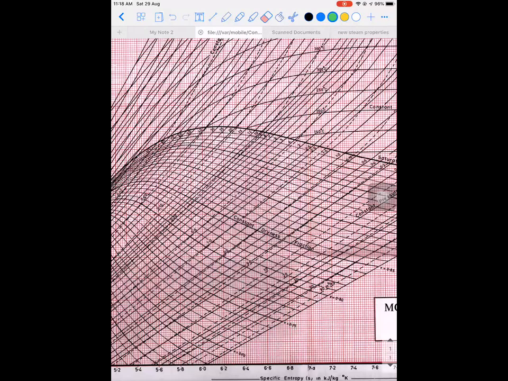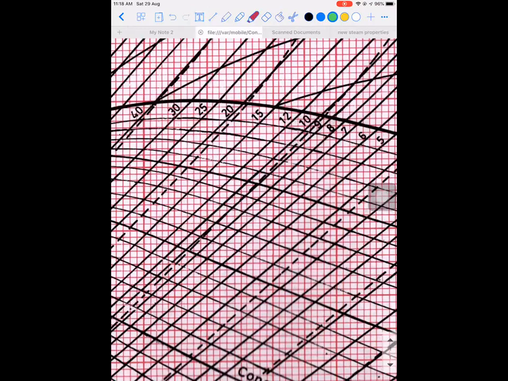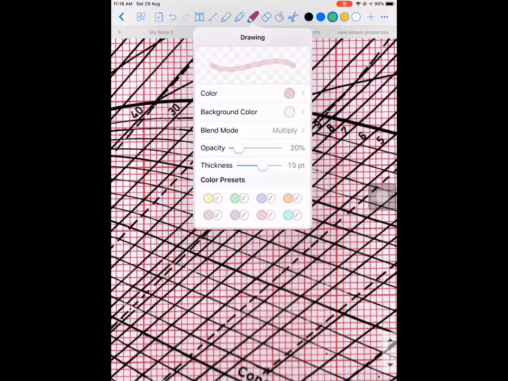This is the 10 bar. I want to make it somewhat darker. Are you able to see, or should I make it dark? Change the color, sir, to make it visible. Okay. This is the 10 bar, the bottom one. So this is the 10 bar constant pressure line.